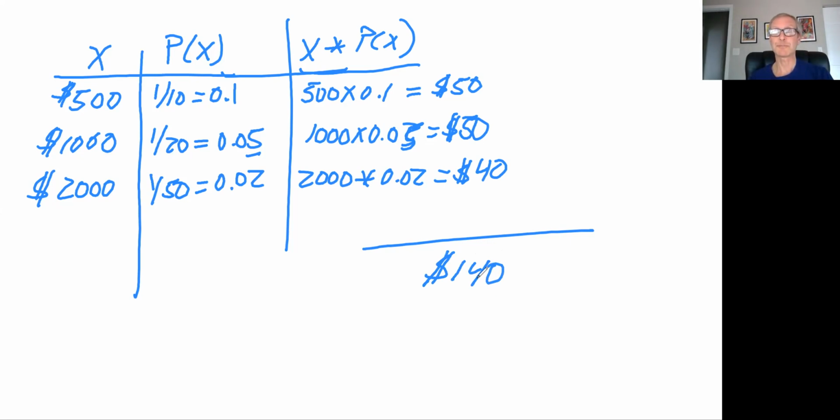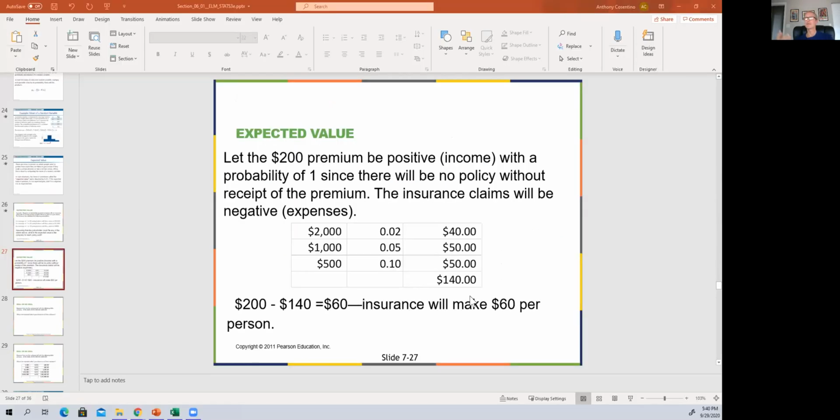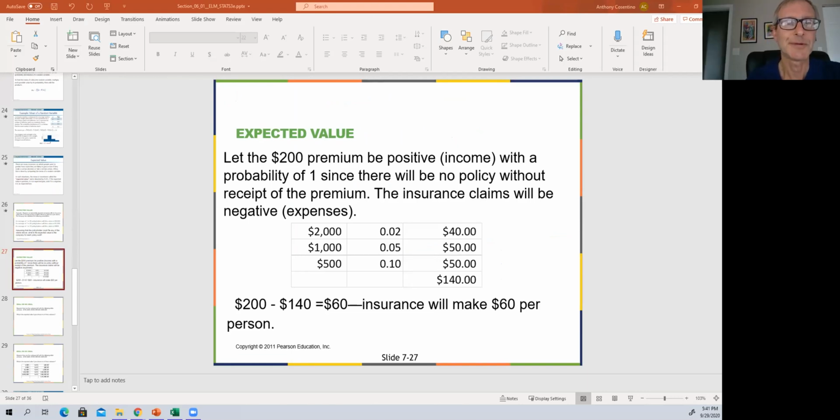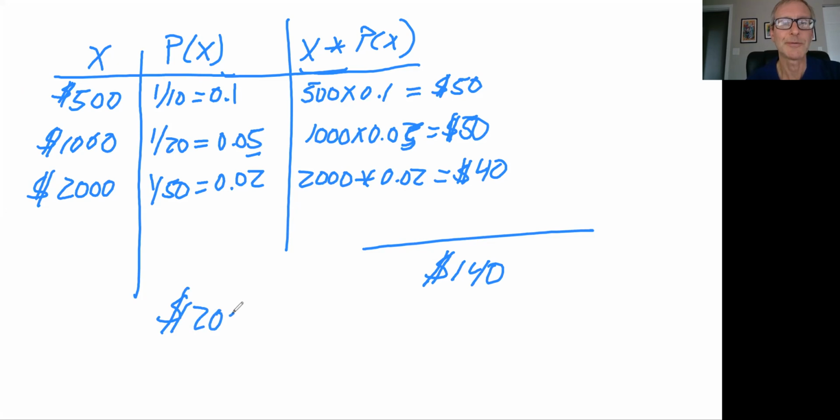Well, the original problem asked you, what happens if the insurance company charges $200? Well, if they charge $200, the expected value is the money they bring in, which is $200, minus the money that will go out for the accidents, and that ends up being the difference between the two. So in this case, we have 200 minus 140, and that would equal 60 bucks.